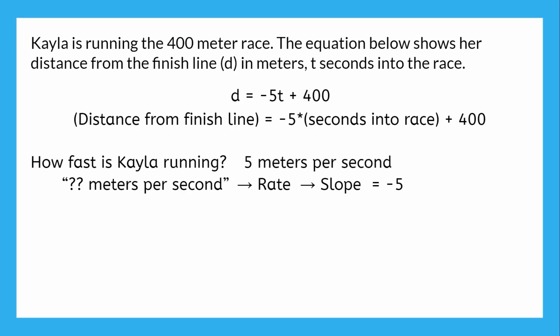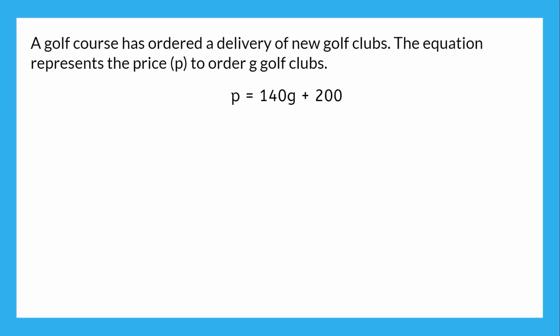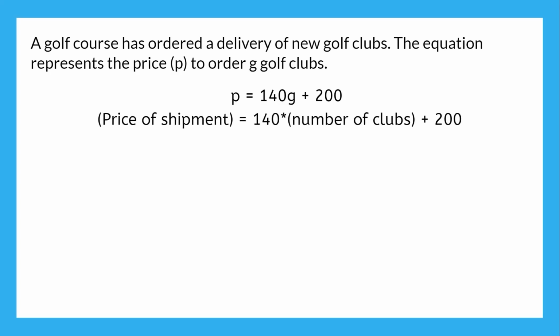per second, not -5. A golf course has ordered a delivery of new golf clubs. The equation represents the price of the shipment based on how many golf clubs are ordered. If we define the variables, the price of the shipment is equal to 140 times the number of golf clubs plus 200.